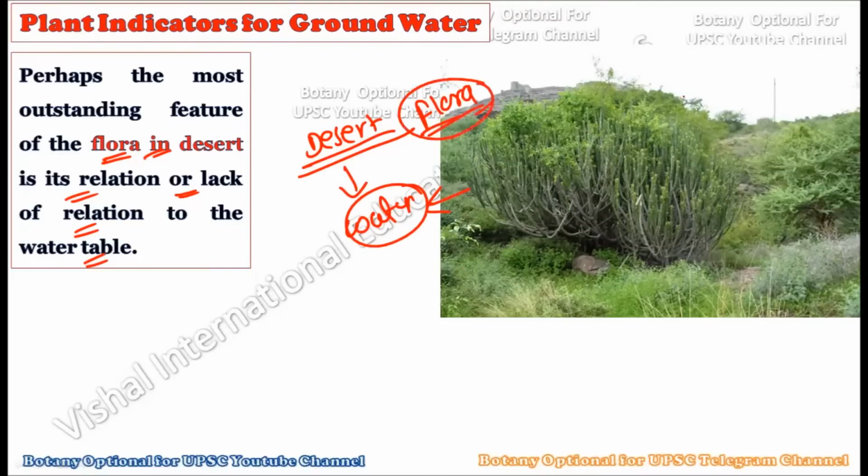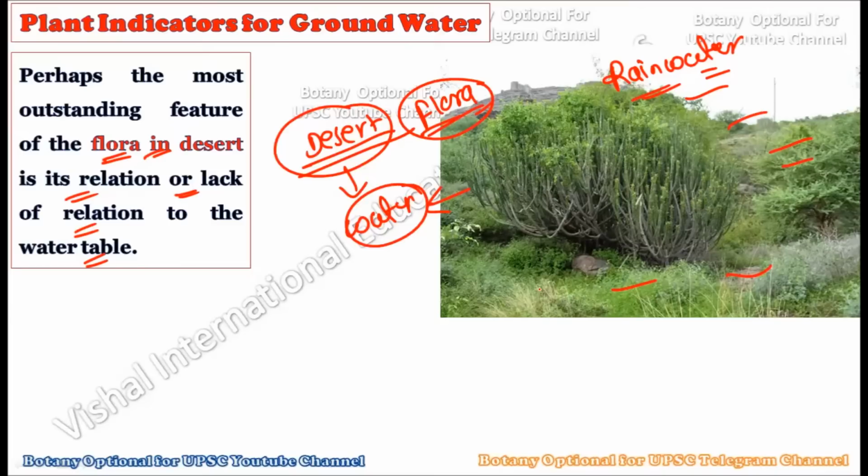Various kinds of plants are there in the desert area, but not all of them act as plant species indicating groundwater, because some deserts get some rainwater, although very low in quantity. Below a centimeter of rain is there, but some species depend only on that rainwater and not on groundwater. So we have to distinguish that the flora present in the desert may or may not have a relation with the water table.